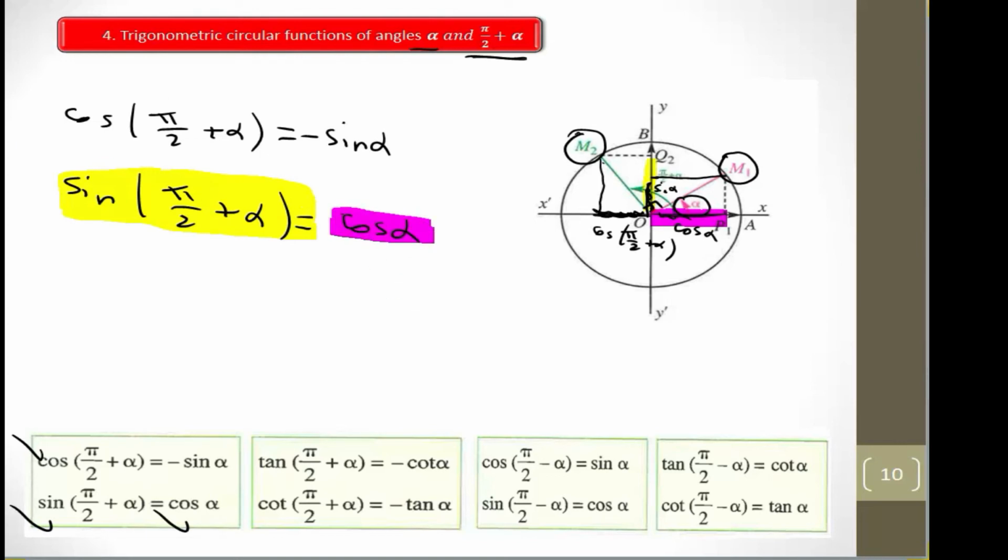And in the same way as before, we can deduce tangent pi over 2 plus alpha equals minus cotangent alpha, and cotangent equals minus tangent alpha. Why? Since this is negative and this is positive, the fraction should be negative. So for this reason, it is negative here and negative here.